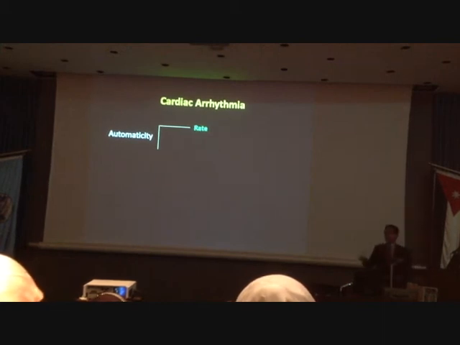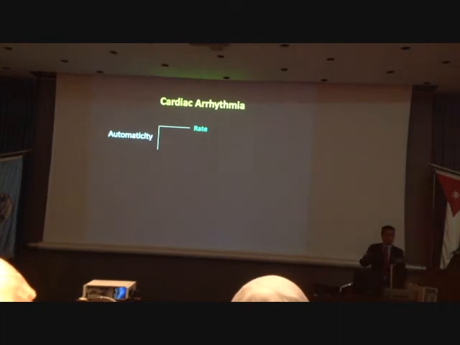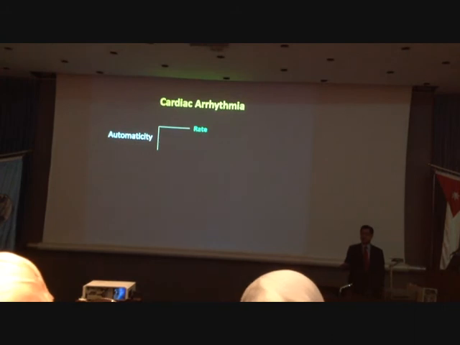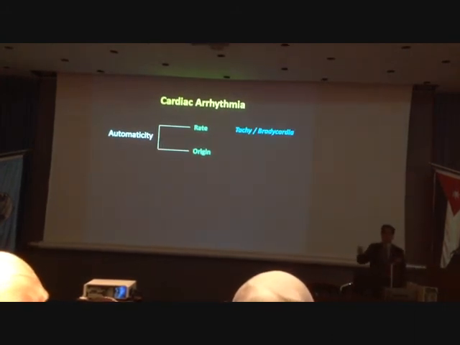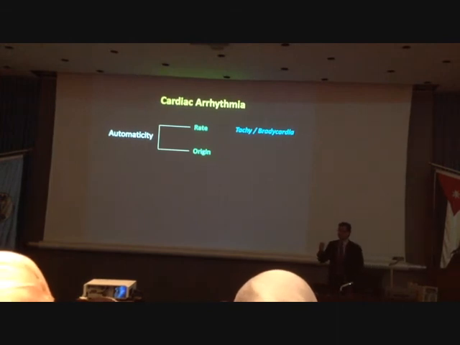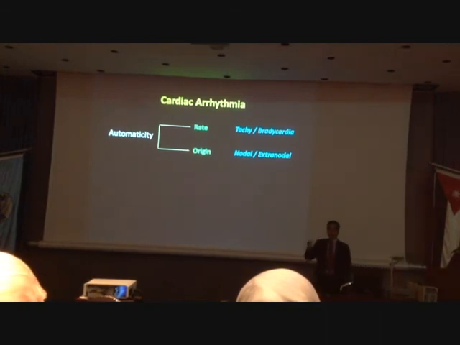What could be another problem in the automaticity? What your colleague said. It's the origin of the firing. It's supposed to be in the SA node, but it could actually happen in other sites in the heart. Now, that's why we have another type of arrhythmia related to the origin of the automaticity, and it could be nodal or extranodal or ectopic.